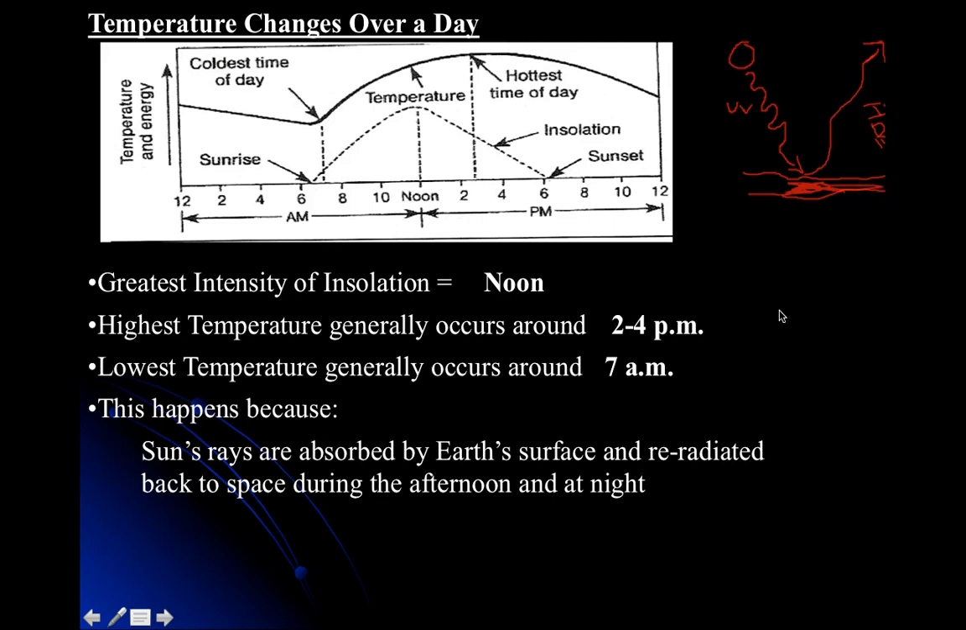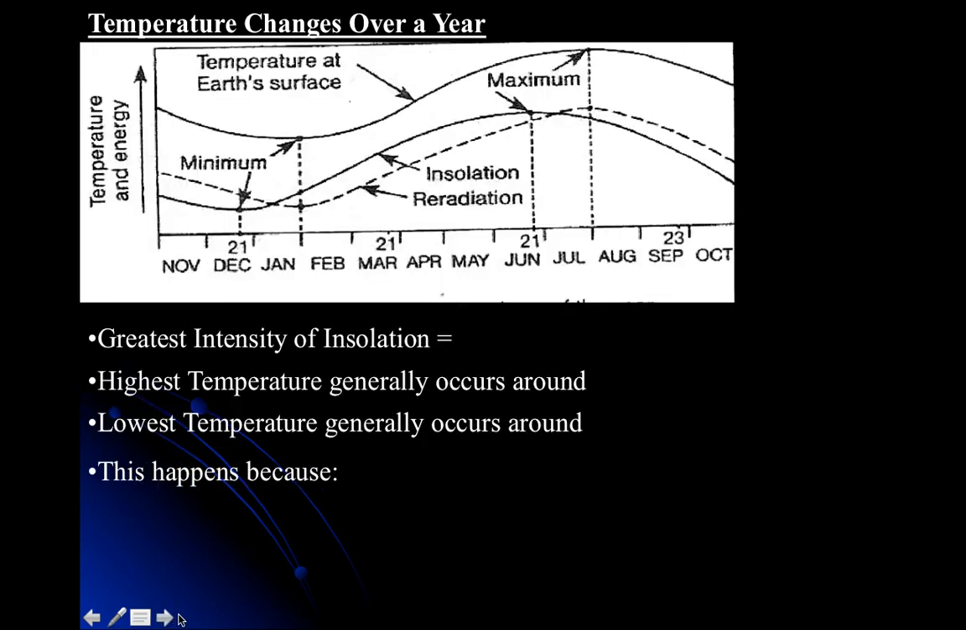So this happens because the sun's rays are absorbed by the Earth's surface and re-radiated back to space during the afternoon and night. Now there's another graph here. It looks very, very similar, but you're going to see something here. There's an extra line in the graph. And take a look at the time scale. Instead of 12 a.m. all the way around to 12 a.m. one day, now you're talking about the months, starting in November, working 12 months to next November. So this is going to be how temperature changes over a year.